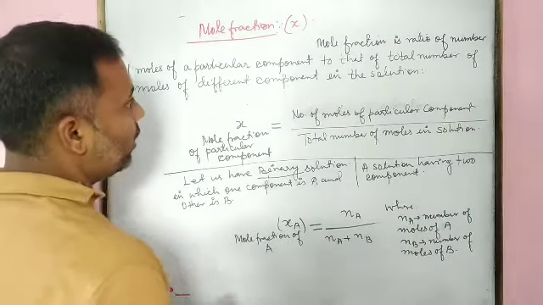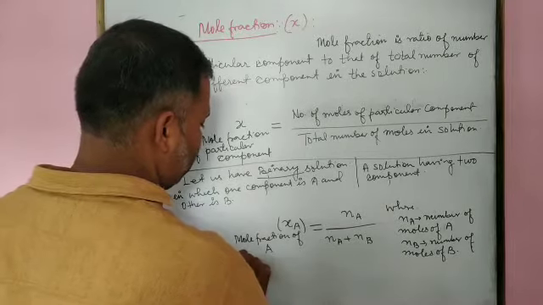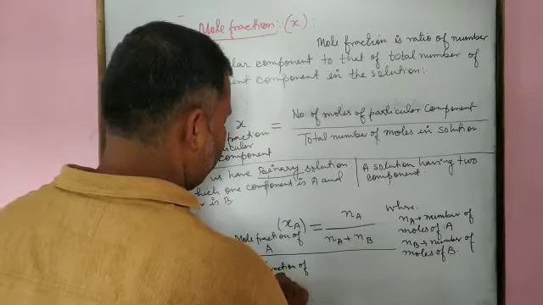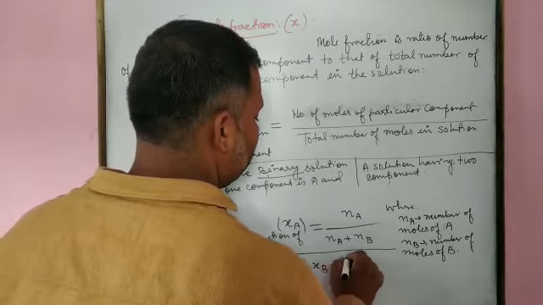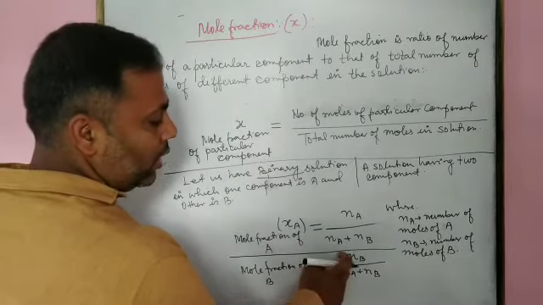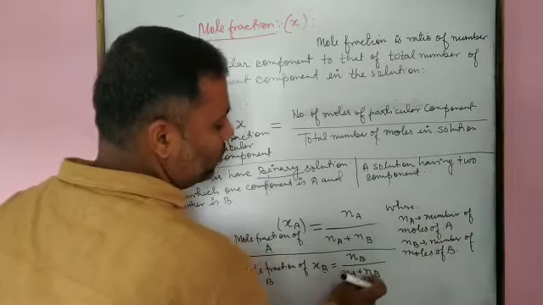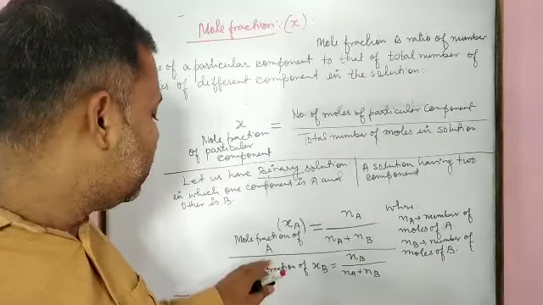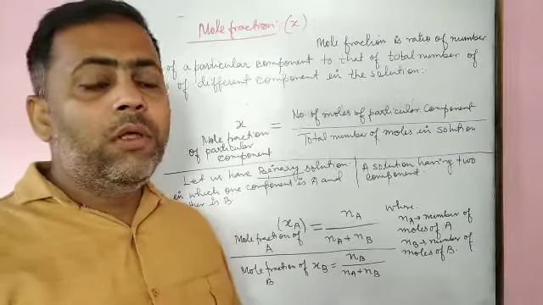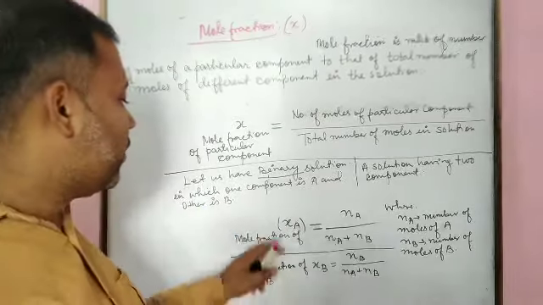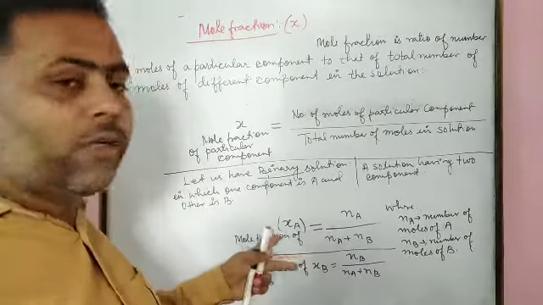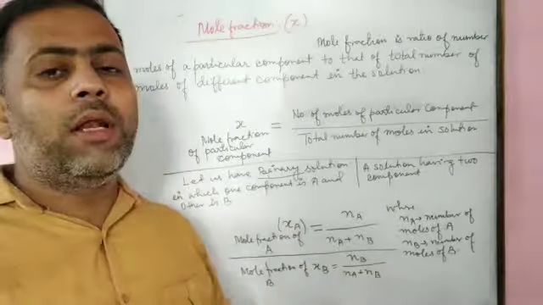If we want to get the mole fraction of B, then we represent it as X_B equals N_B by N_A plus N_B, where N_B is the number of moles of B and N_A is the number of moles of A. This is how we can know the mole fraction of A and the mole fraction of B. The next thing is that if we have a binary mixture, and we add up X_A plus X_B, then it is equal to 1.